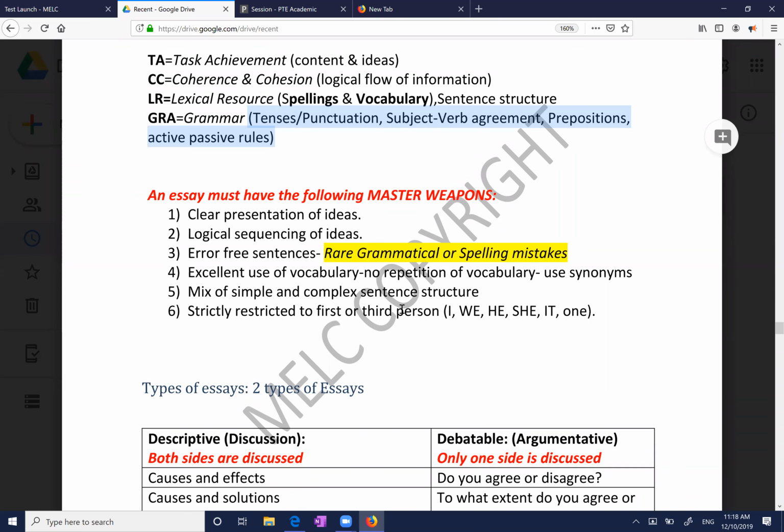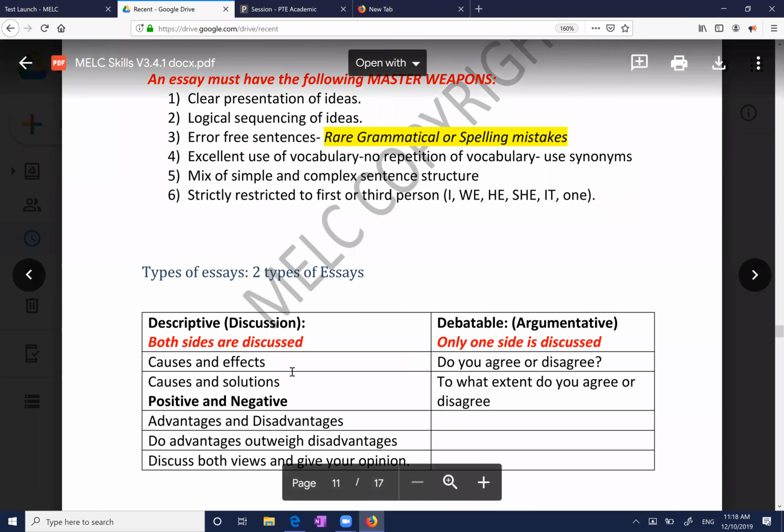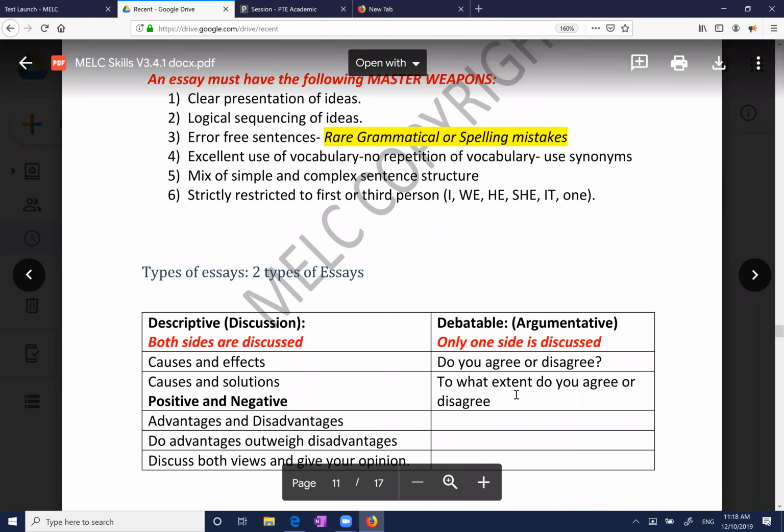Anyone who needs 8, the stakes are high. You have to be good. For 7 as well, if you follow these things, it will help you. But you have to remember this to follow this. There are 2 types of essays. One is discussion based, another is argumentative. Discussion is you discuss both sides. Debatable is you discuss only one side.